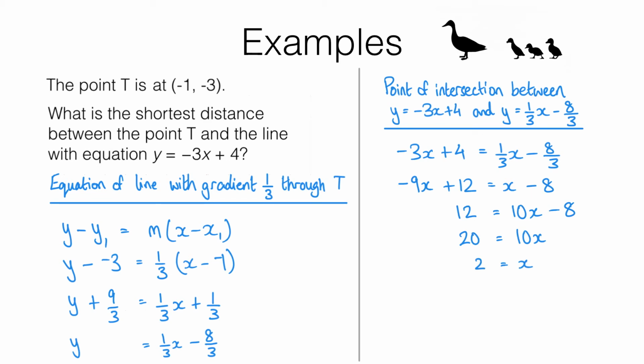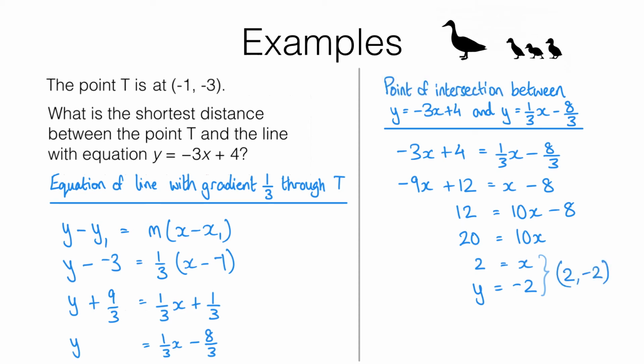So the x coordinate of the point of intersection is going to be 2. To find the y coordinate, we simply need to substitute this into either one of these equations. I'm going to choose this first one because it just looks a bit easier to work with. So I'm going to get y equals negative 3 lots of x, so negative 3 lots of 2 plus 4. Negative 3 lots of 2 is negative 6, plus 4, that gives me negative 2. So x equals 2, y equals negative 2. That means the point of intersection is 2, negative 2.